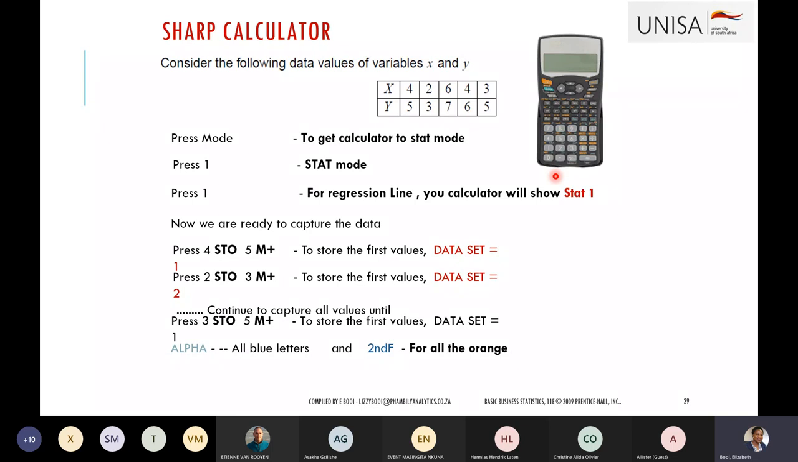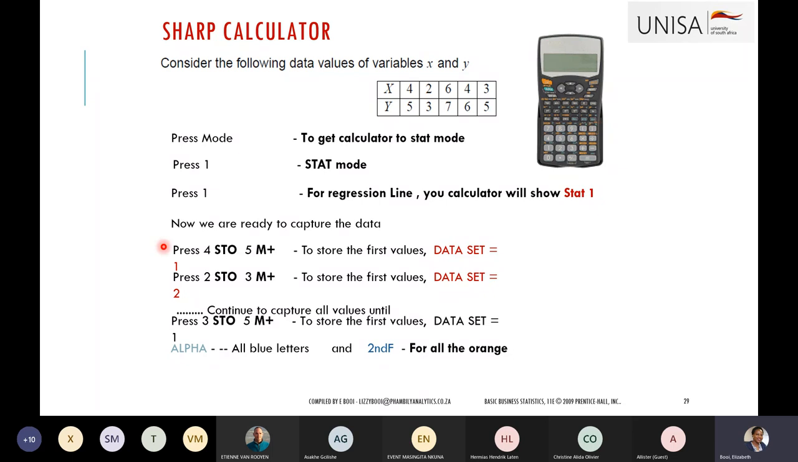For you, your data won't be visible when you capture it, so you want to get a table. The two important buttons you need to use are the store, which is the second button there where I am, and the M plus, which is the last button there, on top of the closing and the opening brackets. Those two buttons, STO and M plus, are the two most important buttons you're going to use.